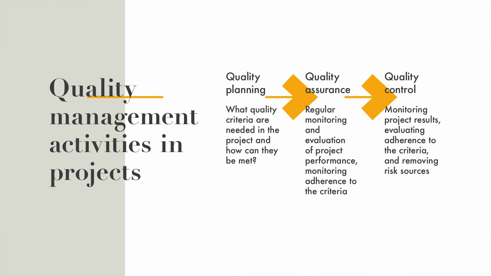Quality management in projects is typically divided into 3 steps. Quality planning, which is about setting the criteria of what good quality is and how we should achieve it. Quality assurance, which is about the procedures which make sure that we actually meet the quality criteria set. And quality control, which is more concerned with monitoring the end results or intermediary results of the project.